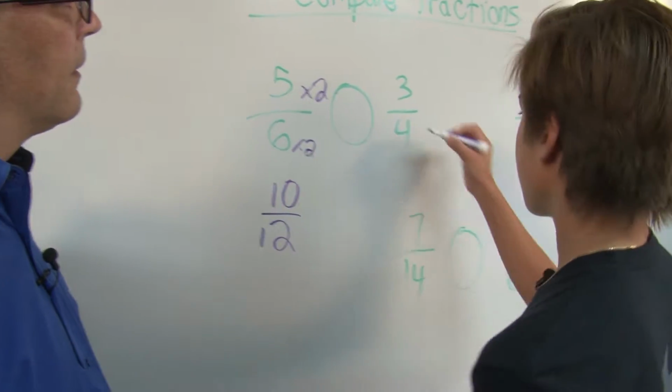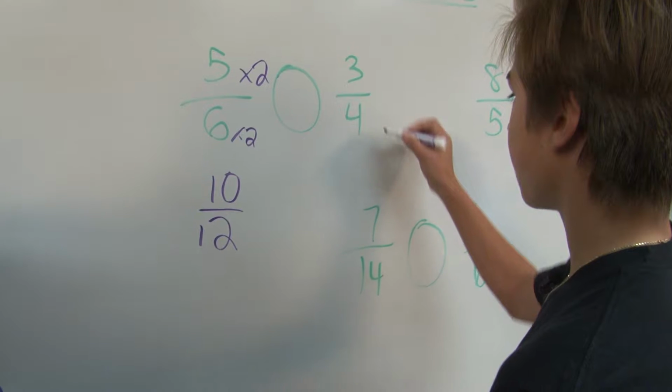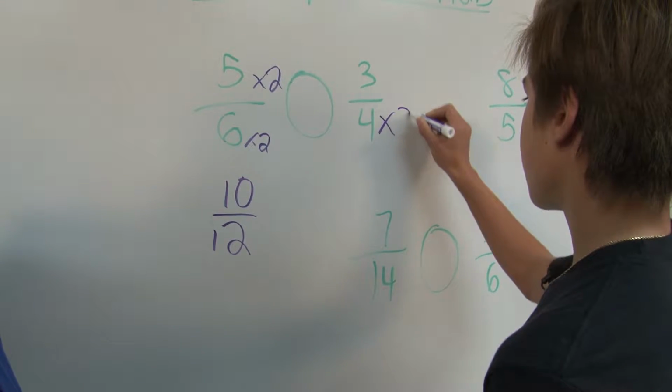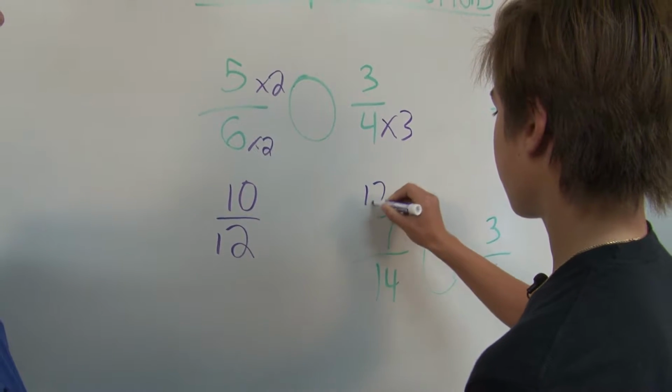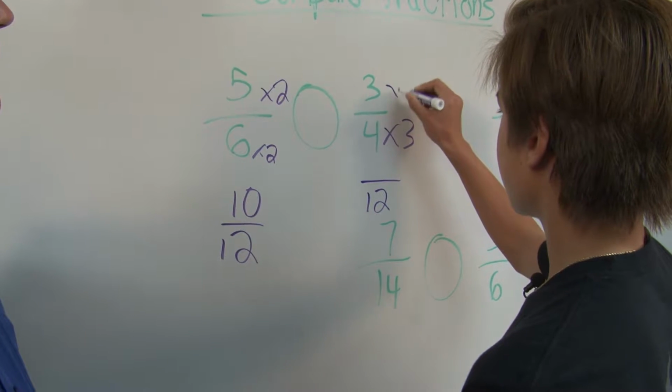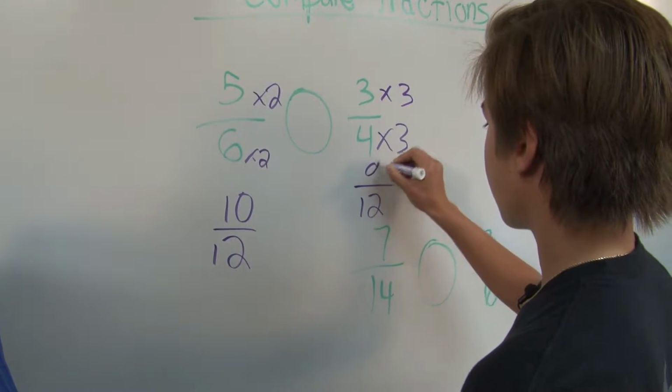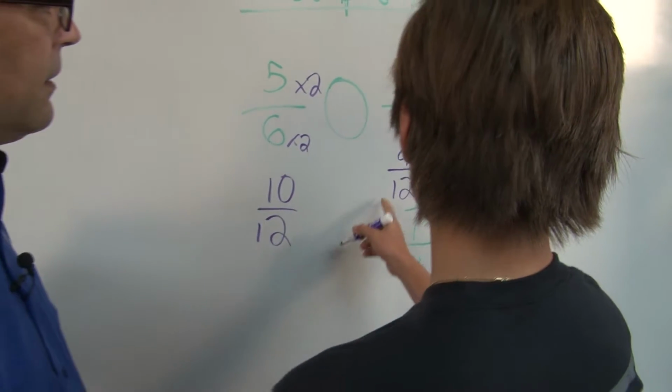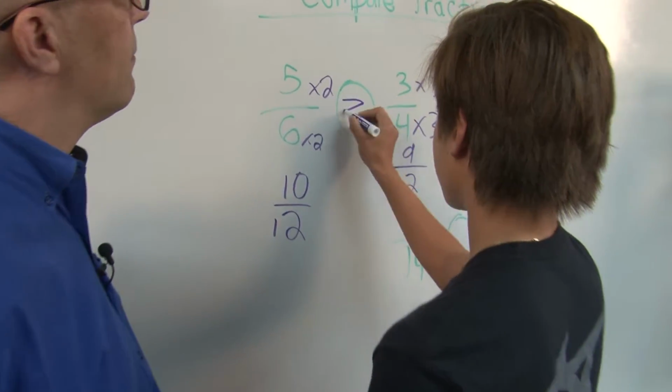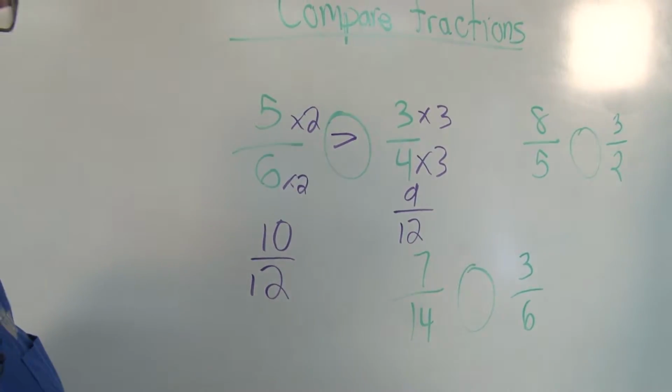So that's 10/12. And then this one, 4 goes into 12 3 times. So times 3, you get 12. And then you do the same thing to the top, times 3, and you get 9. And you can see that 10/12 is greater than 9/12. So 5/6 is greater than 3/4. Nicely done.